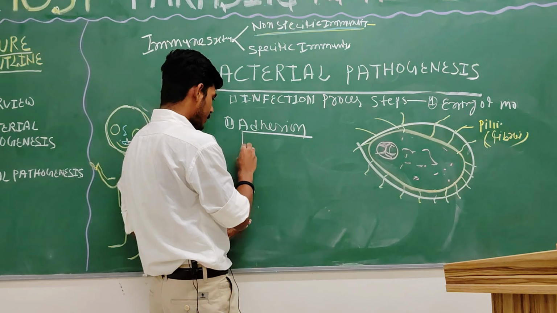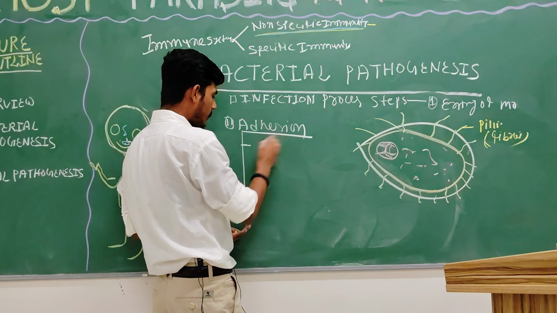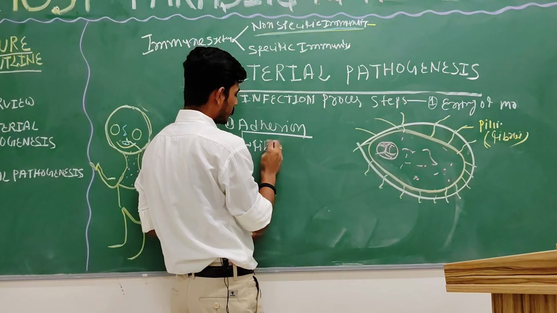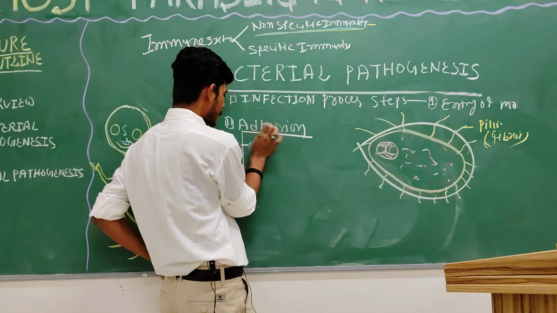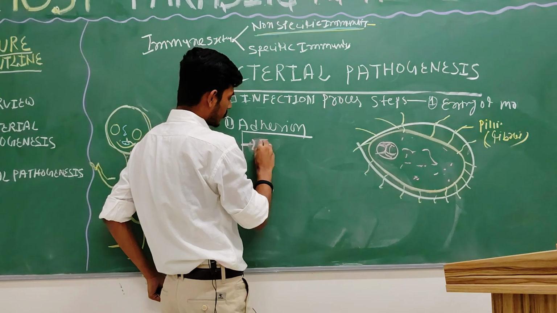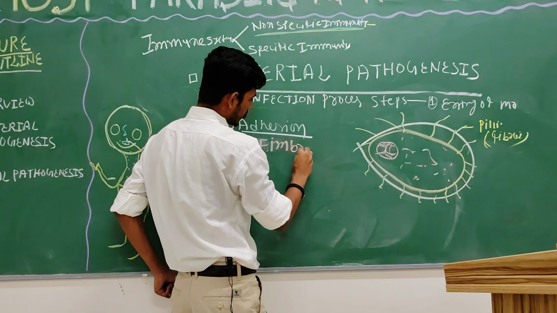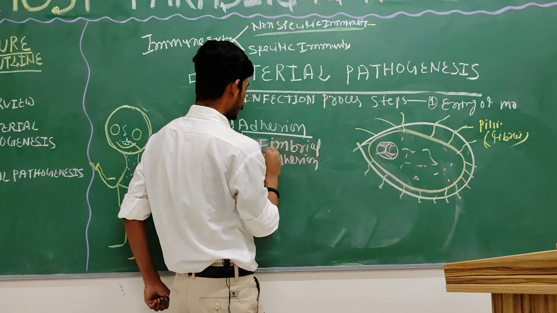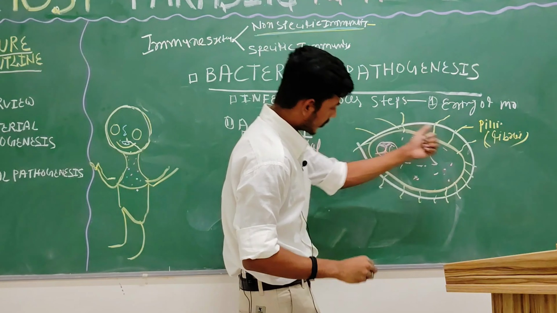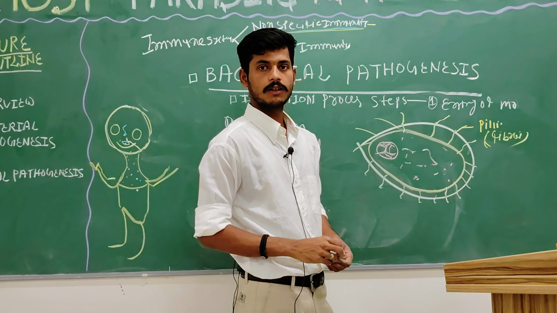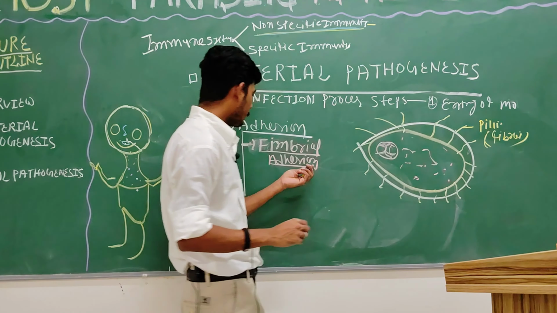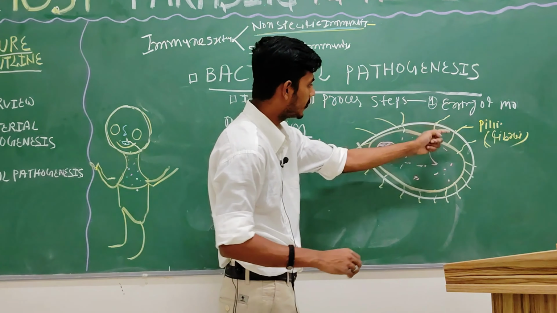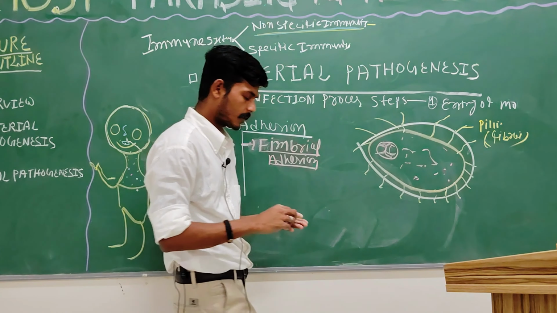So the first type which we are going to discuss is fimbrial adhesion. I should write it in a larger fashion. Fimbrial adhesion. As the name suggests, the bacteria will adhere on our body surface with the help of its fimbriae.